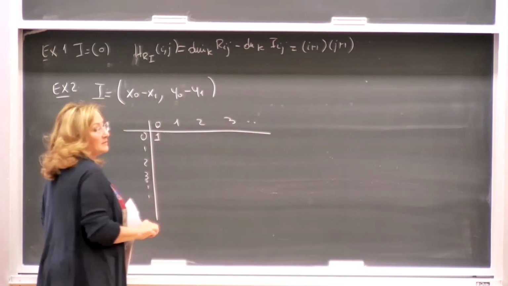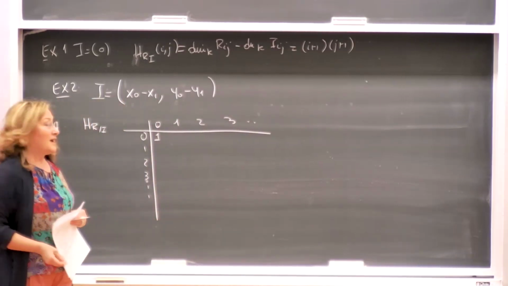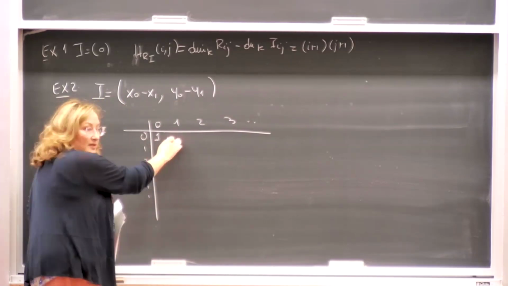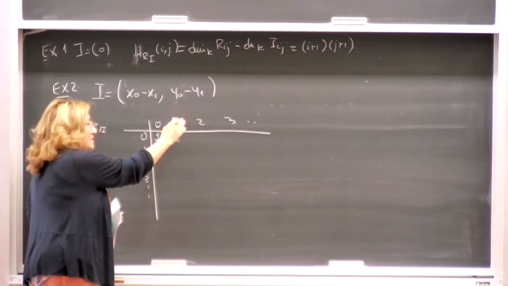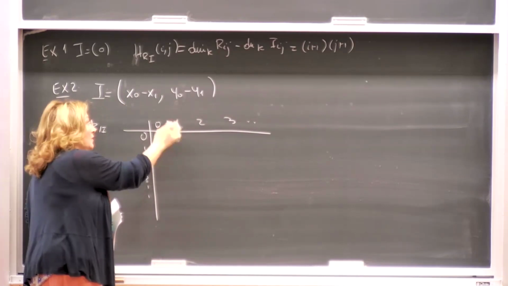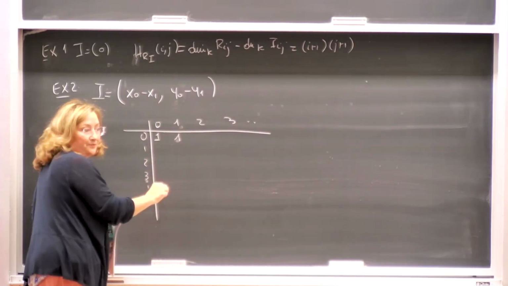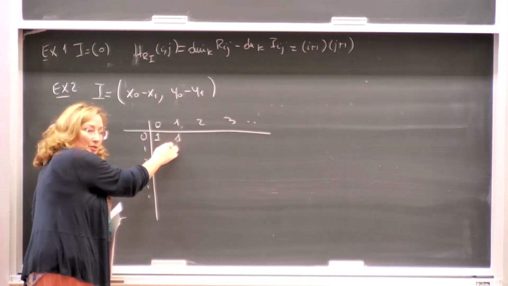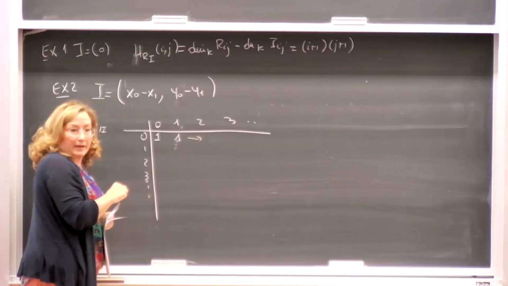So here we have 1. How many monomials in degree 0, 1? 2, because it's plus 1. 2 minus 1 is 1. And then once it's reached the degree of the scheme, it's 1 forever, okay?